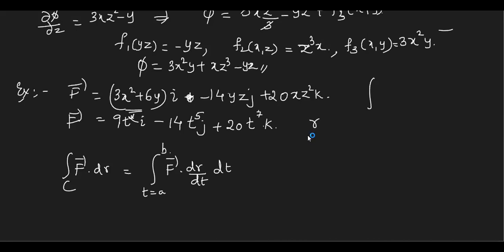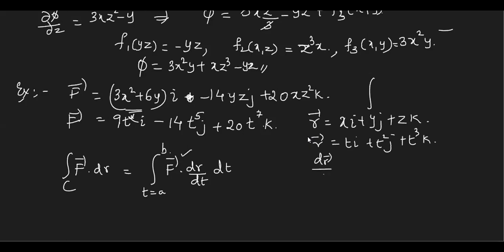Now we are interested in getting dr by dt. Tell me what is our standard format? xi plus yj plus zk. Substitute now. This is r is ti plus t square j plus t cube k. Am I right? What is the derivative with respect to t? i plus 2tj plus 3t square k. Yes, good.